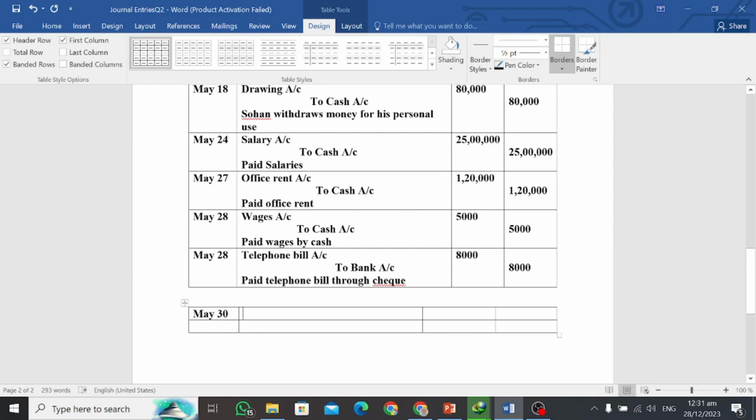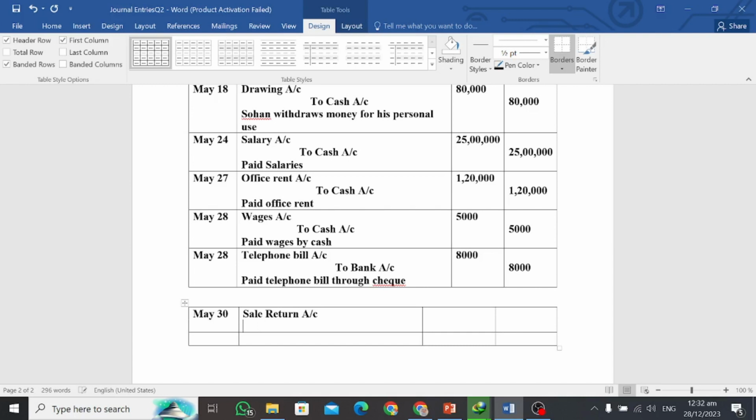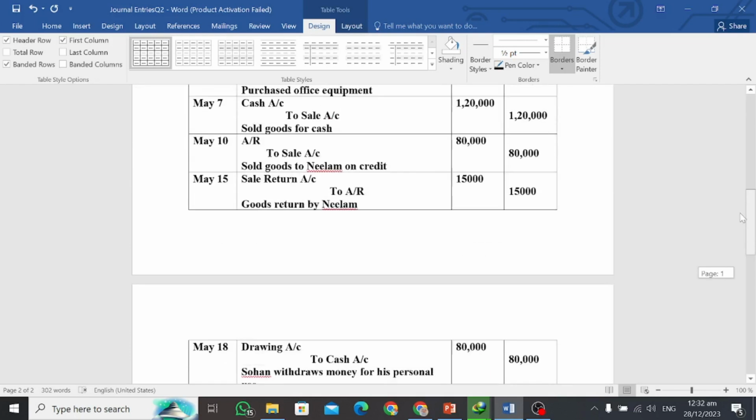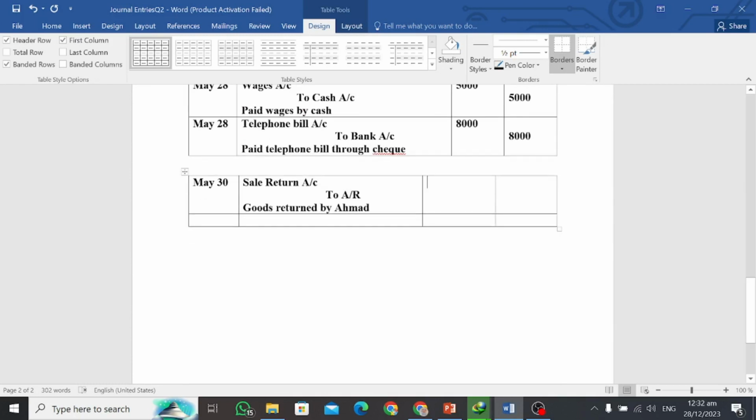May 30, sale return account to account receivable. Goods returned by Ahmed worth rupees 80,000.